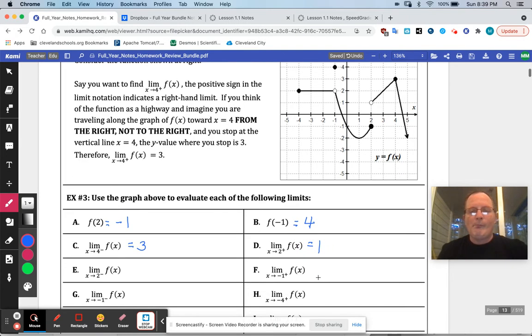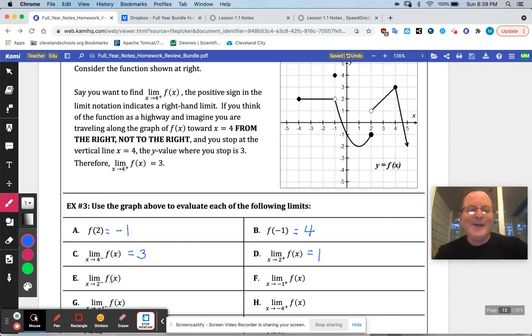So the limit as x approaches 2 from the left. I'm approaching 2 again, x equals 2, but I'm coming from the left. Well, if I was traveling on this road, I would think I was heading to -1. So that's -1. The plus or minus is telling you which direction to travel from.